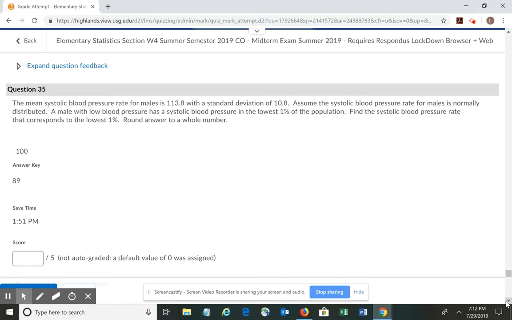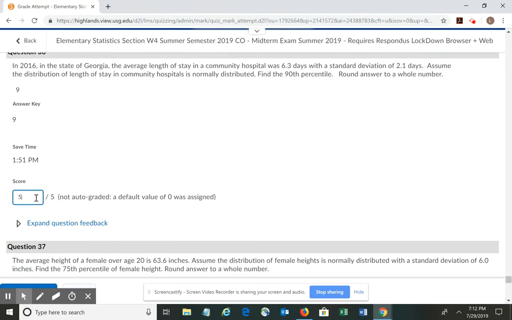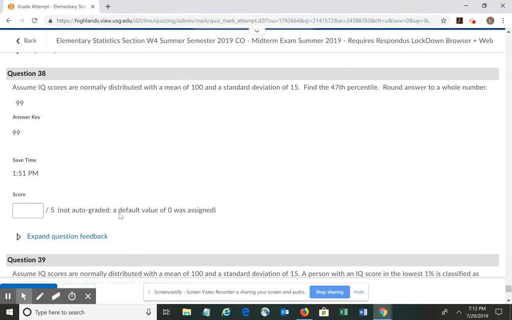So using my calculator, I'm going to do the inverse norm with the lowest 1% with a mean of 113.8 and a standard deviation of 10.8, and it should be 89. So she did not get it correct, so I put 0 in the score box. 36, it appears she got it correct. 37, she got it correct. 38, she got correct.